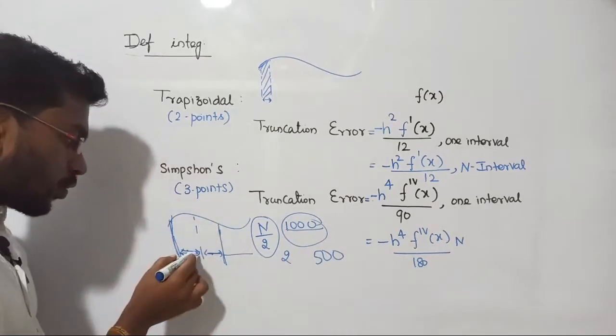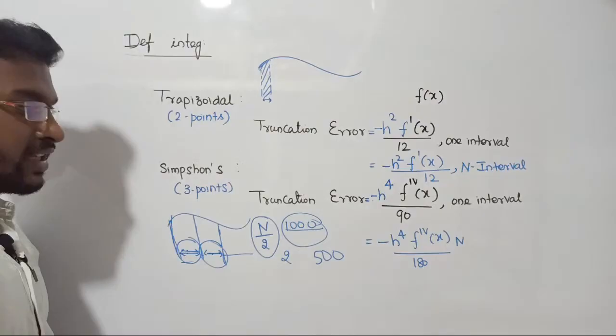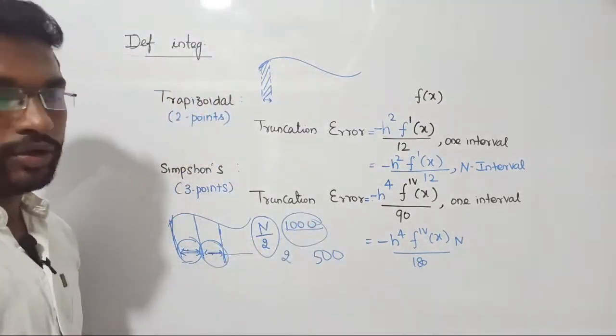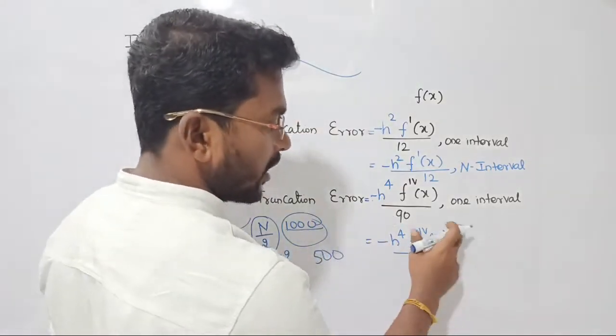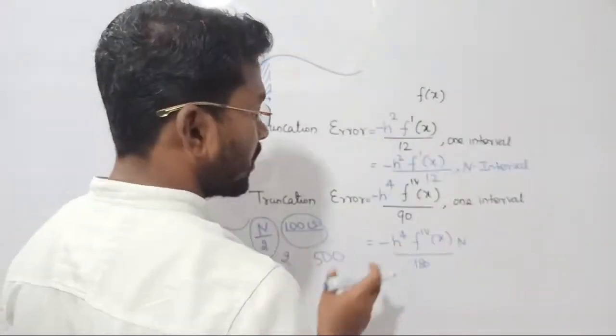But if you look inside each integration, for each and every integration we are considering two sub intervals, such that the total number of intervals will always be divided by 2 in case of Simpson 3/8 rule, right? That's why you are getting 180. Already here there is 90, so if you substitute n by 2, 2 into 90 will become 180, right? So this is normal truncation error.